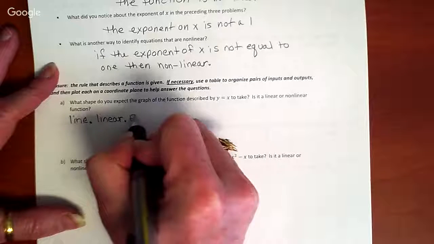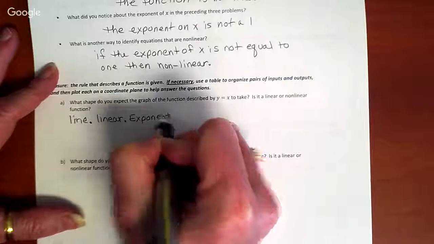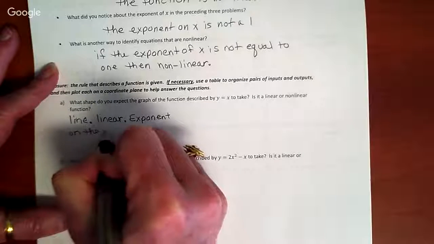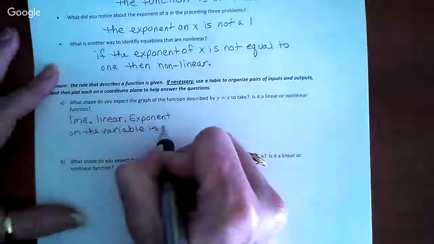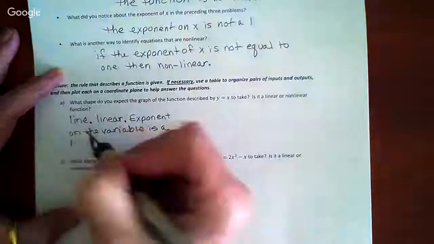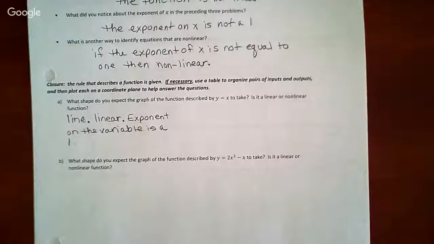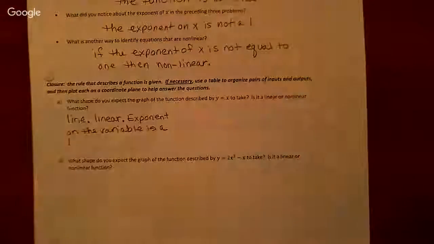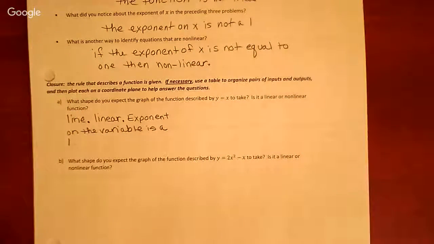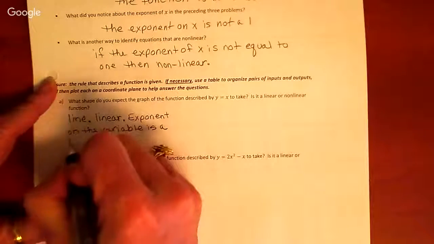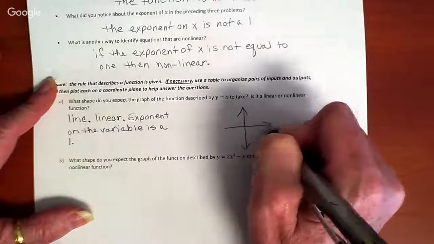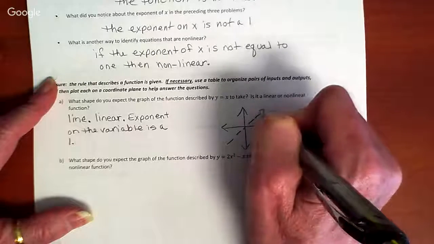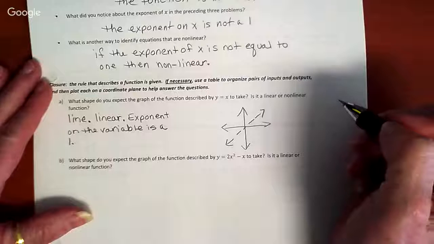The exponent on the variable is a 1. So it would look like this. So it would be a line. Okay.